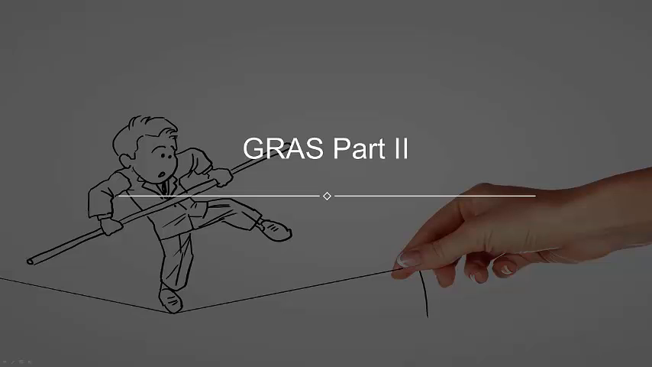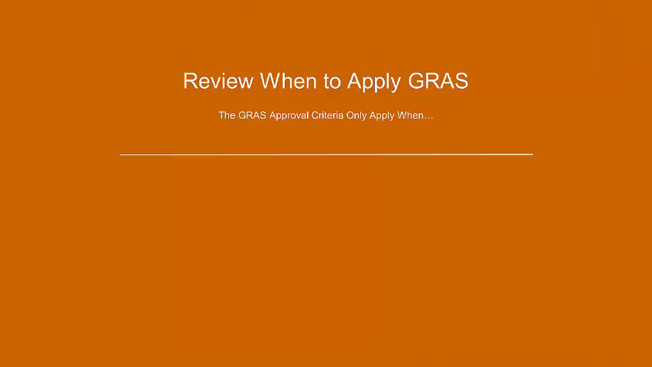Welcome to week 4. We're jumping into GRAS part 2 of the approval criteria voluntary petitioning process, picking up from where we were in the last lecture, which was a general overview of GRAS, the history of GRAS, how it generally works, how it fits into the framework. So today we actually get into the substantive pieces of it.